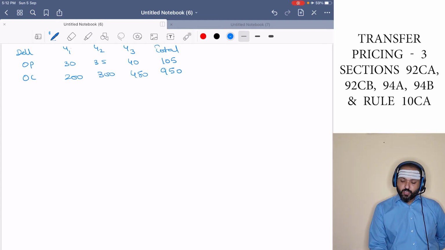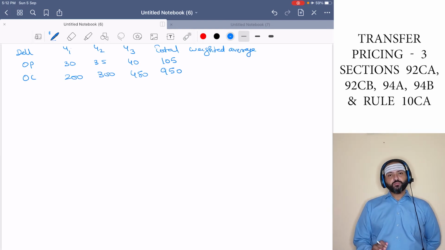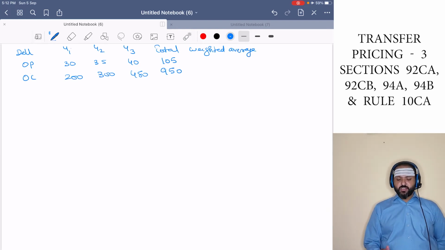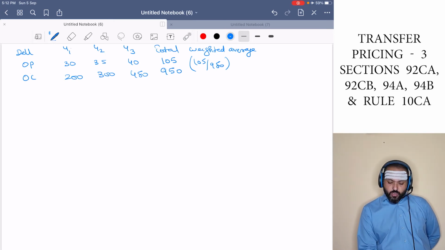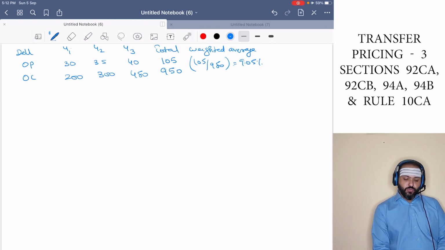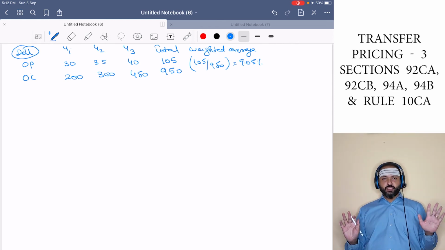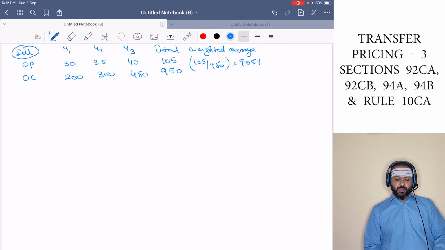Therefore, what is going to be the weighted average? The weighted average is going to be 105 divided by 950. How much does that work out to? 9.05%. This is for one comparable company. This is the exercise done for the first comparable company.